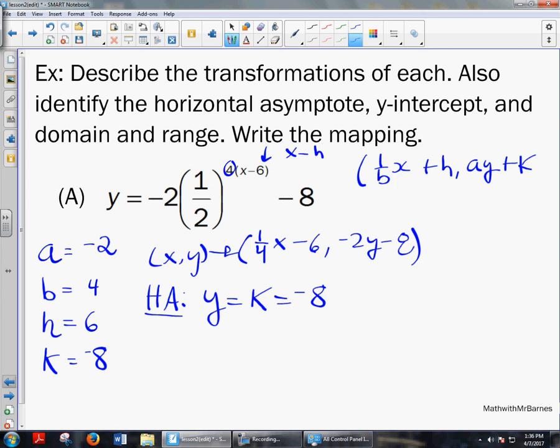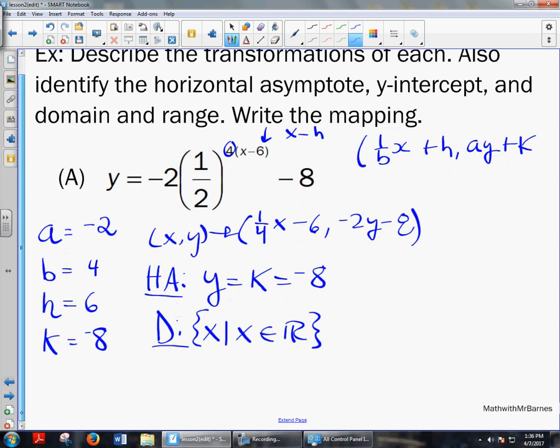The second thing we have to consider is the domain and range. The domain for these is always the same: x such that x belongs to all real numbers. So we always have that scenario where it's all real numbers. Now the range is a little bit more complicated.